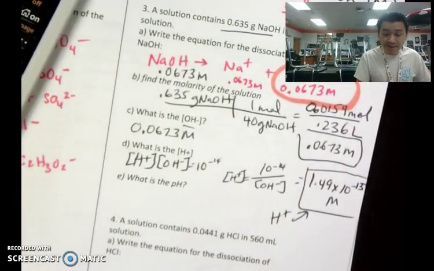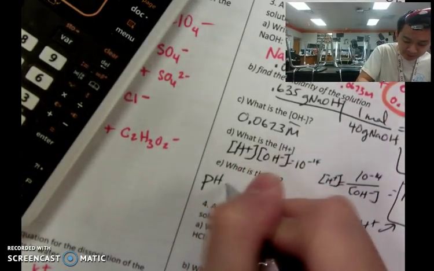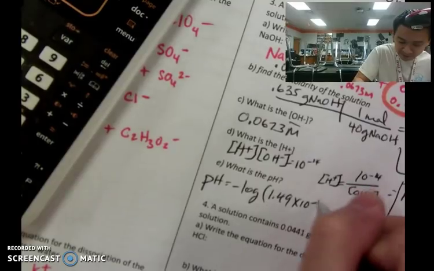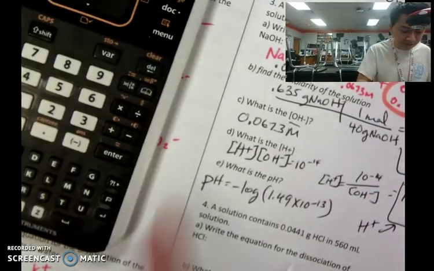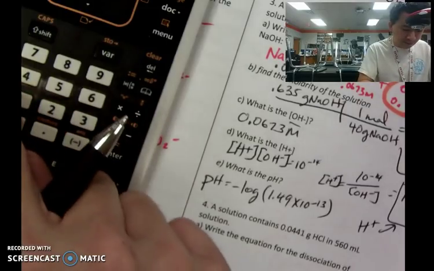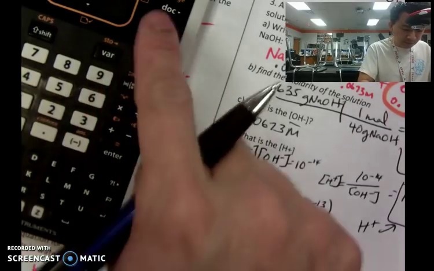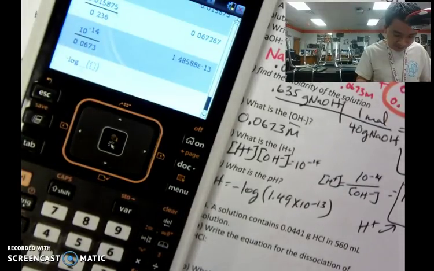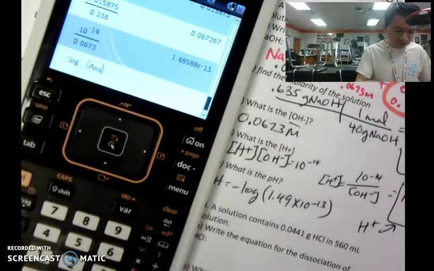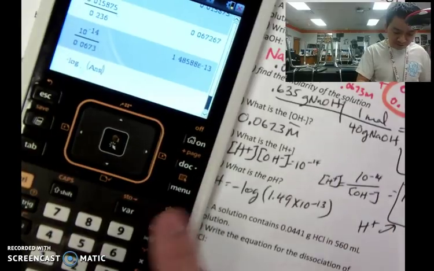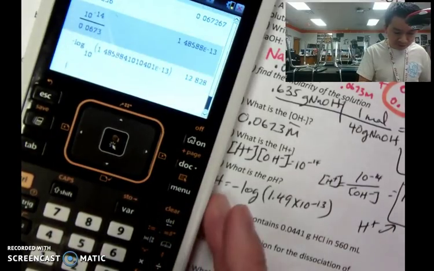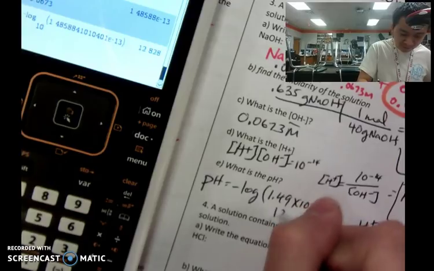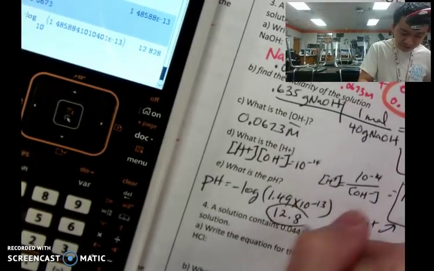Okay. And to get the pH, pH is equal to the negative log of that, 1.49 times 10 to the negative 13. And I will get the pH of that. Negative log of, how do I enter that? Where's the answer? Here's control answer. It'll just input that last answer into this. And I'll hit enter, and I get 12.8. Just about 12.8 is my pH.